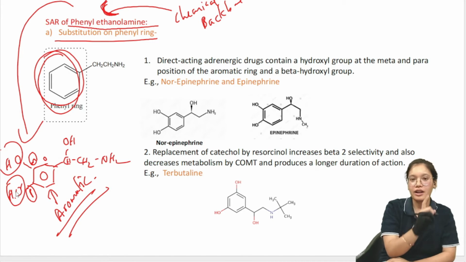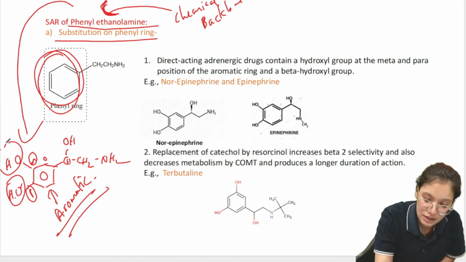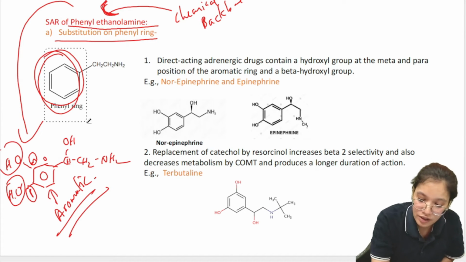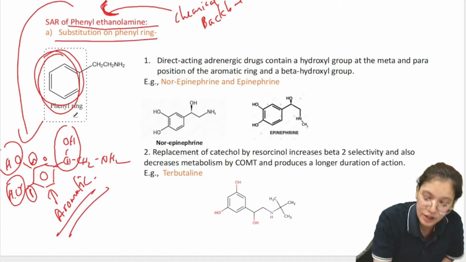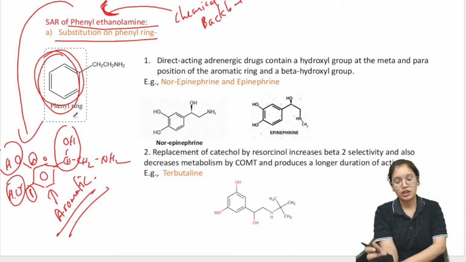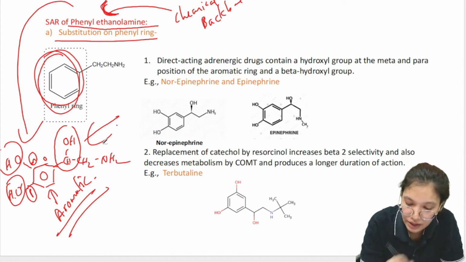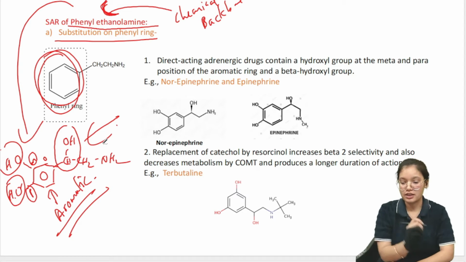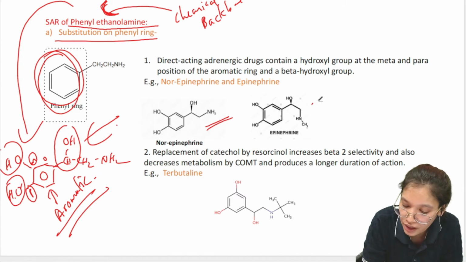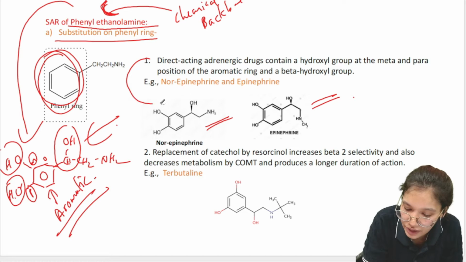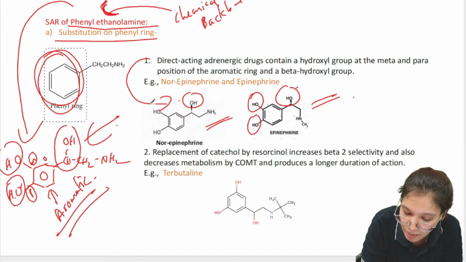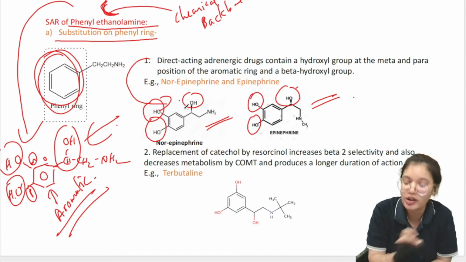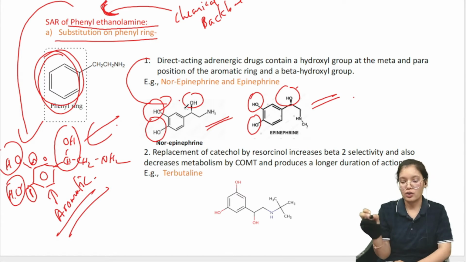In direct acting adrenergic drugs, we also have a beta hydroxy group. The beta hydroxy group is present in direct acting adrenergic drugs like norepinephrine and epinephrine. These are directly acting adrenergic drugs and contain a beta hydroxy group, and at the meta and para positions of the aromatic ring they contain a hydroxy group.